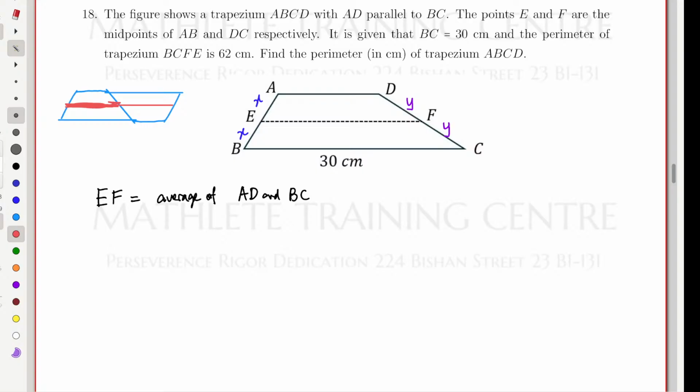Okay, back to the question. How does EF being the average of AD and BC affect us? So we can use another variable if you want. It looks a bit scary, but in the end, trust me, all these variables will disappear. If I call this Z, then EF is half times 30 plus Z. Okay, so now the condition of 62 is equal to what? It is 30 plus X plus Y plus half of 30 plus Z is 62.